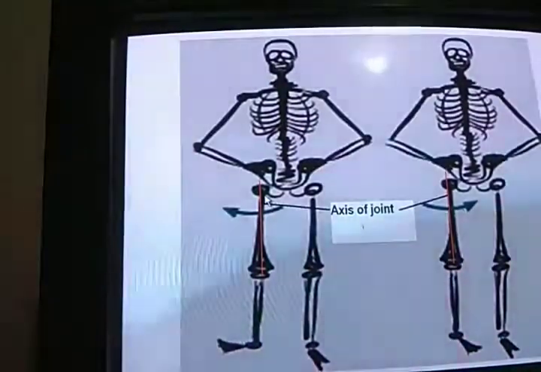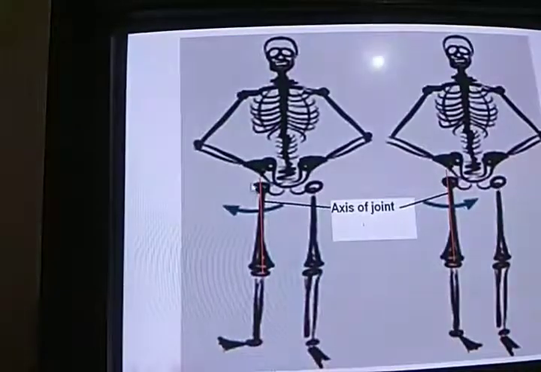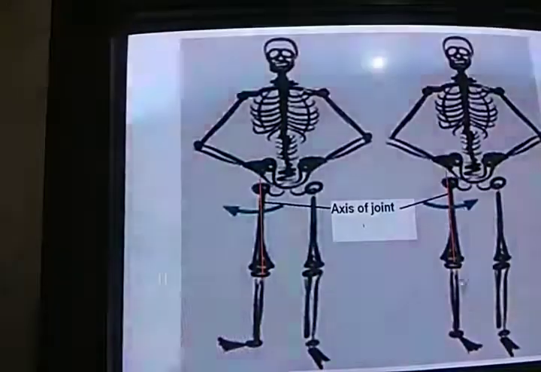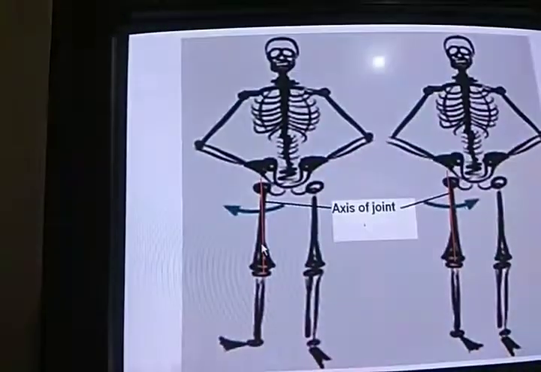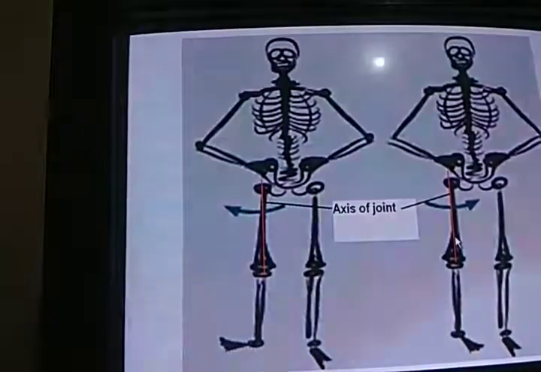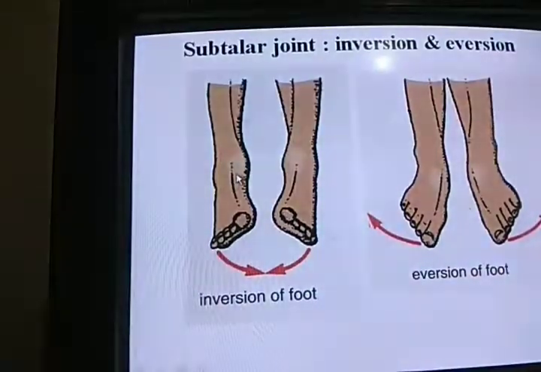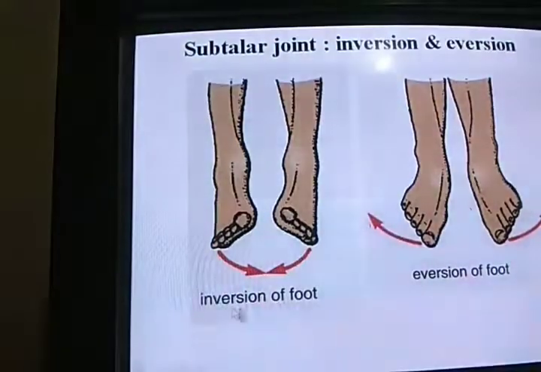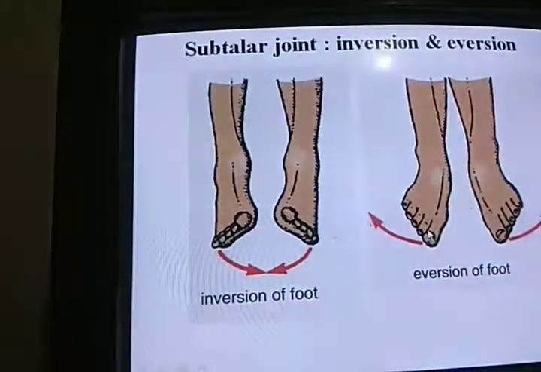Like this, in the hip joint, the femur is rotated laterally around this axis and the femur is rotated medially around this axis. So this is lateral rotation and this is medial rotation of the hip joint. And some special types of movement, for example, at the subtalar joint, this movement is inversion and this movement is known as eversion.